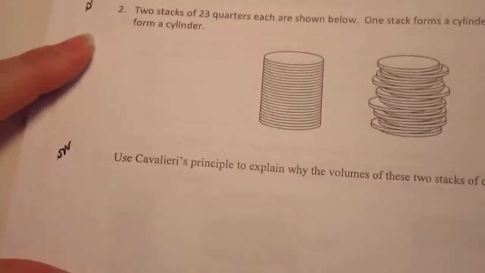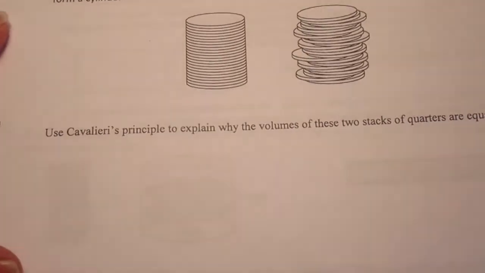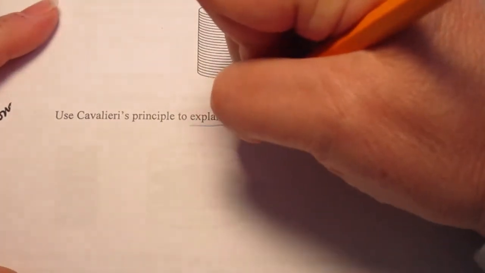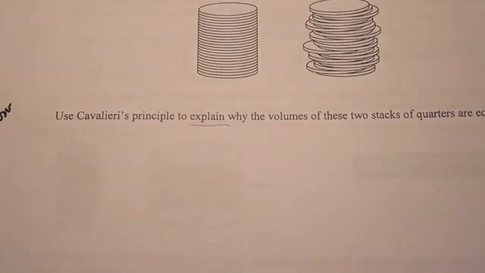So back to our last little thing. Question number 2 on page 9 says, 2 stacks of 23 quarters are shown below. Hey, that's pretty cool, I used 20. One stack forms a cylinder, but the other stack does not form a cylinder. Use Cavalieri's principle to explain. That's that word, right? Every time you see explain, you're going to use one of your 7 sentences to explain why the volumes of these 2 stacks of quarters are equal. And we're going to write this.